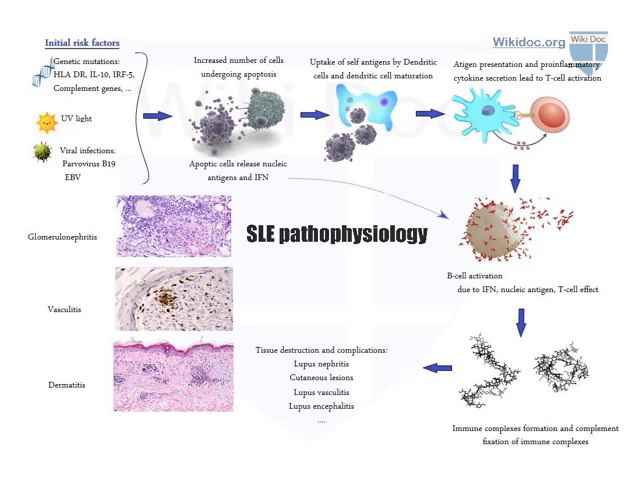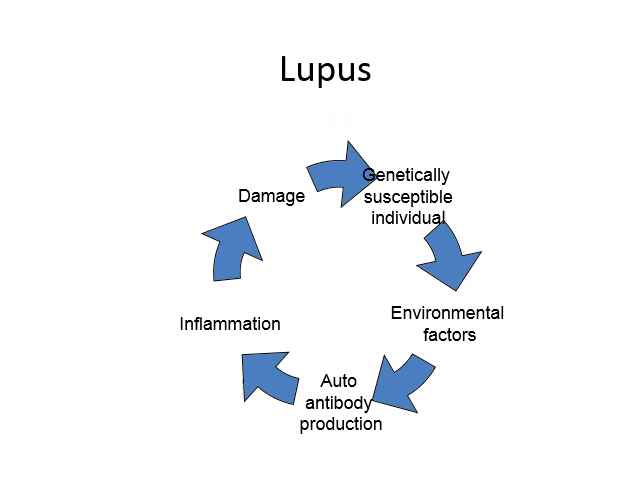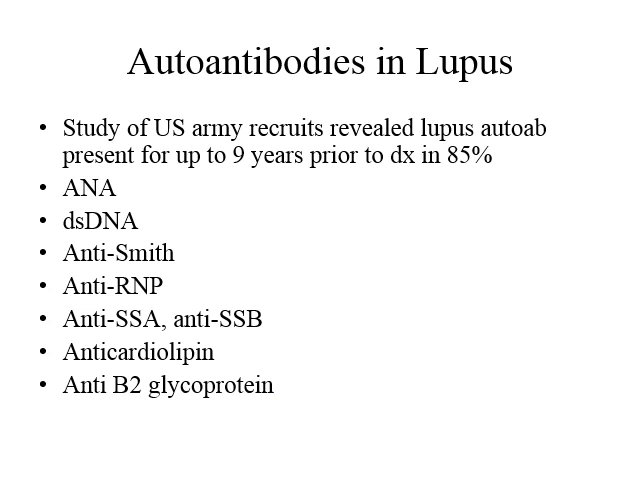This is also a schematic presentation of SLE pathogenesis. Now what are the different types of antibodies in lupus? That is anti-nuclear antibody, double-stranded DNA, anti-Smith antibody, anti-RNP, ribonucleoproteins, anti-SSA, anti-SSB, anti-cardiolipin, anti-beta-2 glycoprotein. You have to remember the names of these antibodies.